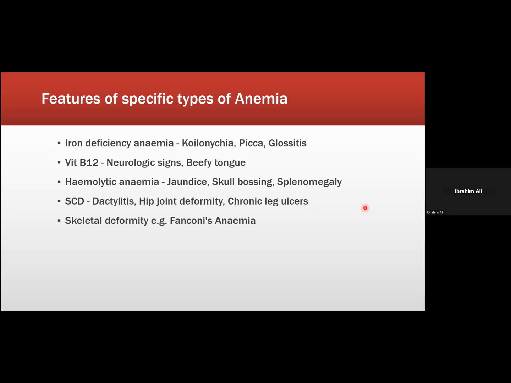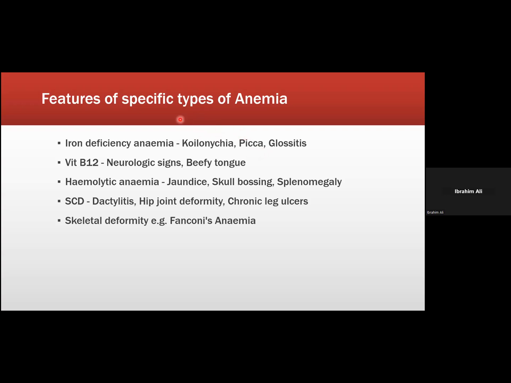koilonychia. Here is when your nail is sort of curving outwards. Yeah? And we have pica. Here is when the patient is trying to crave something. For example, let's say they try to eat soil or anything. It's an alternative way of trying to compensate for the iron lost. Maybe they are trying to find it through such a source.